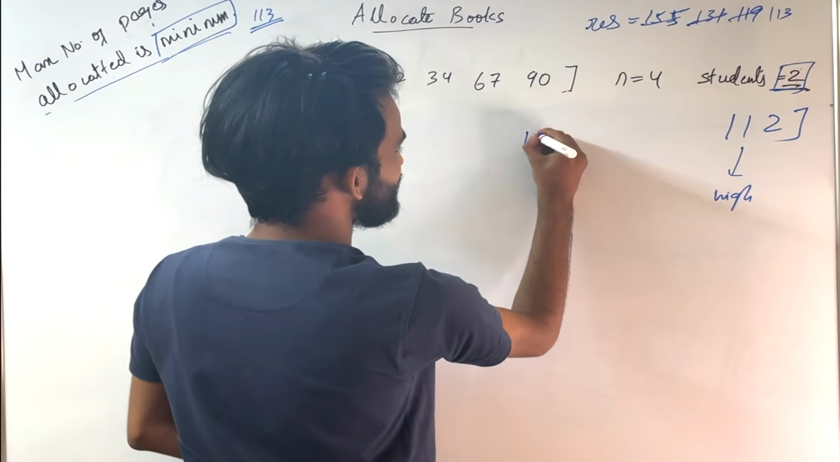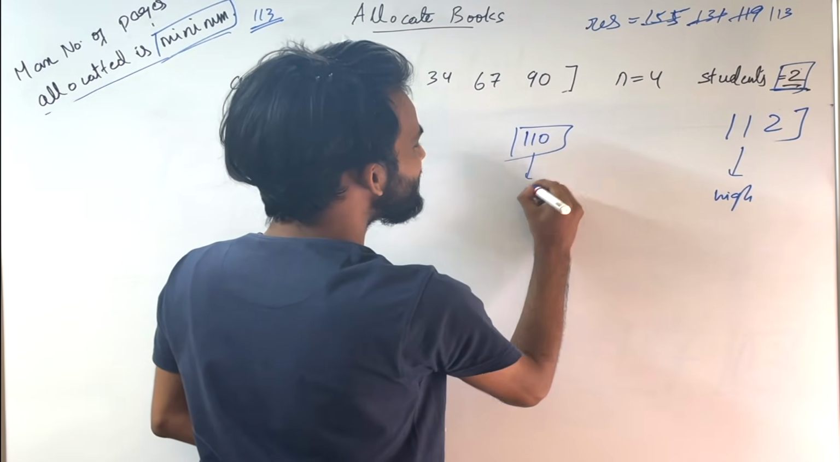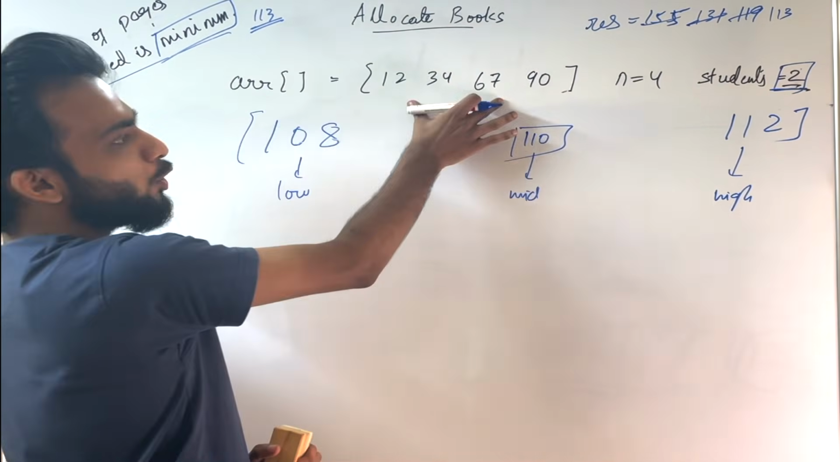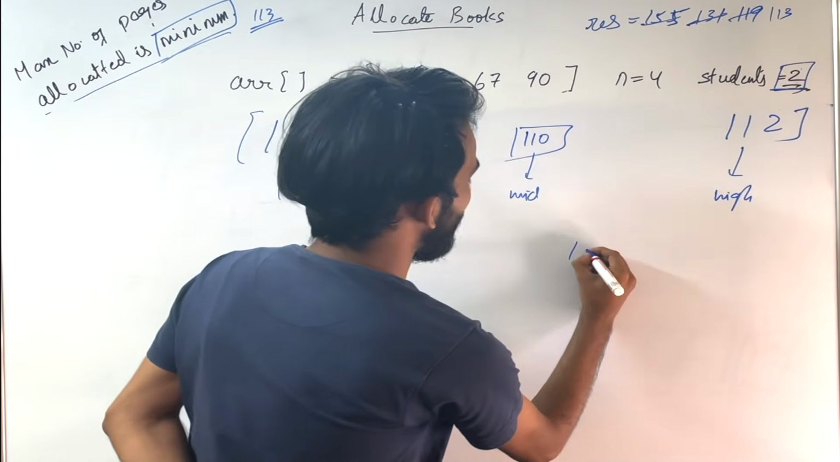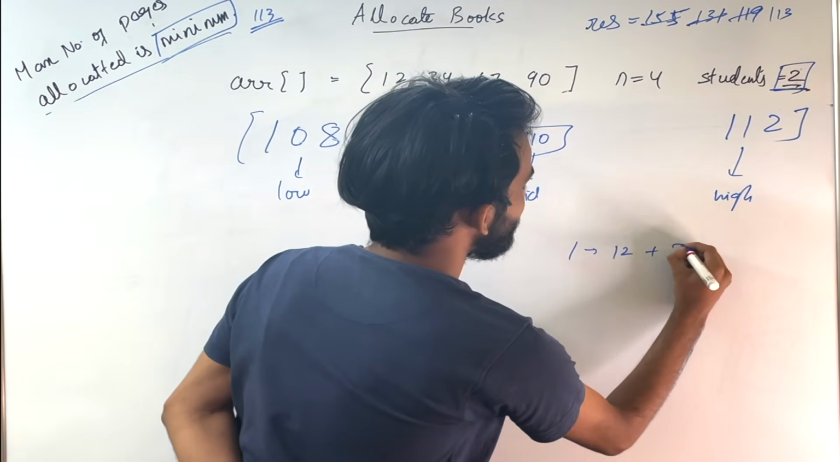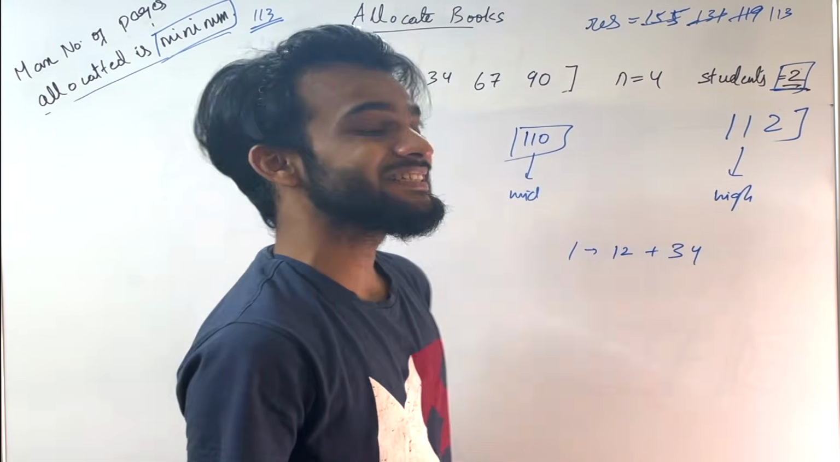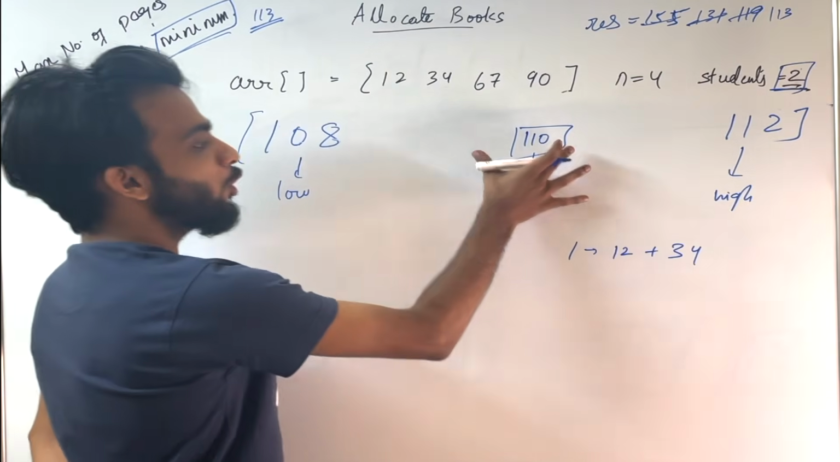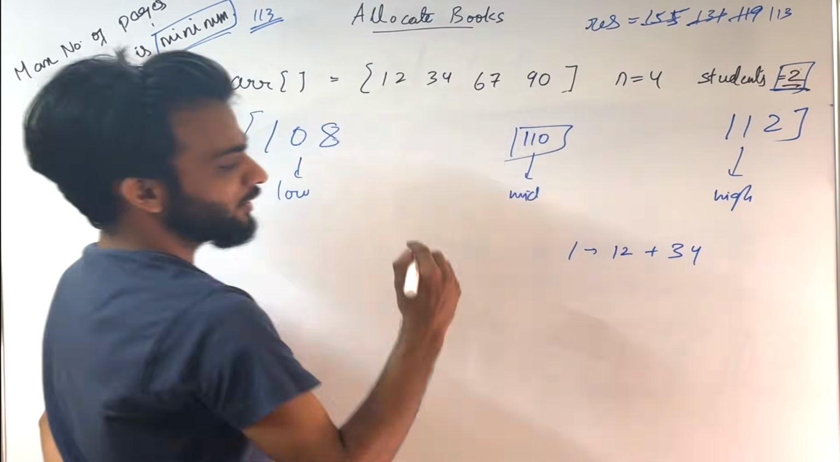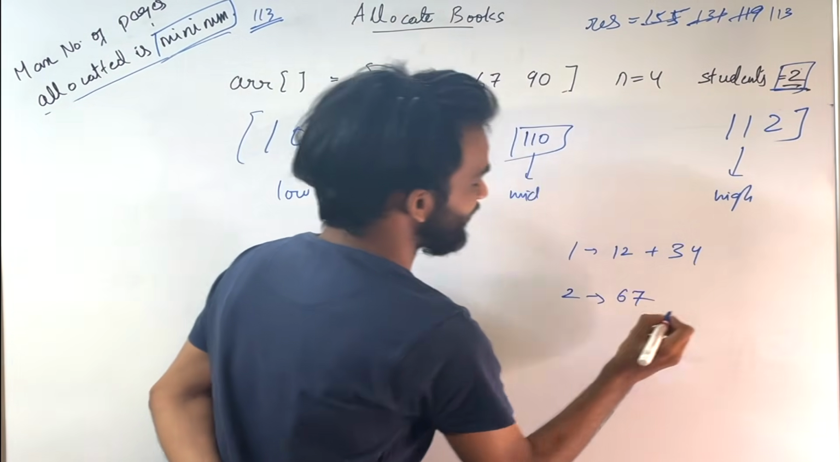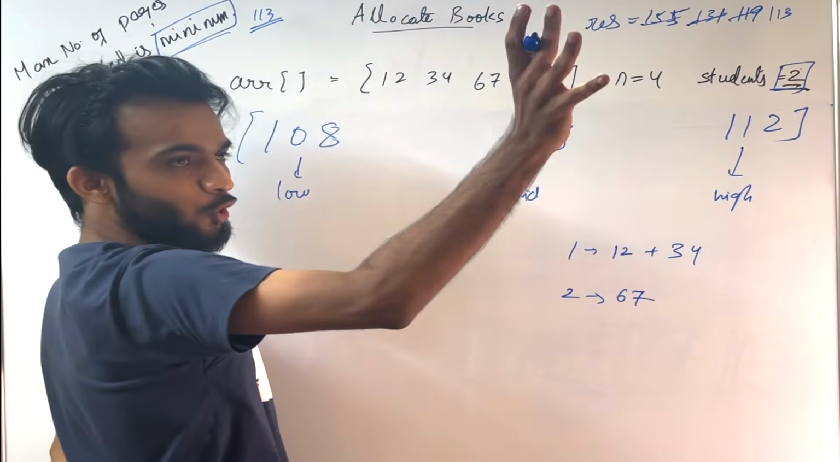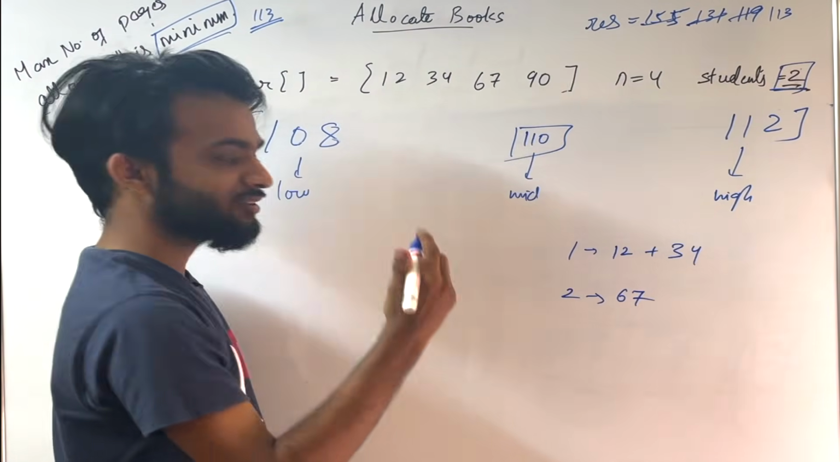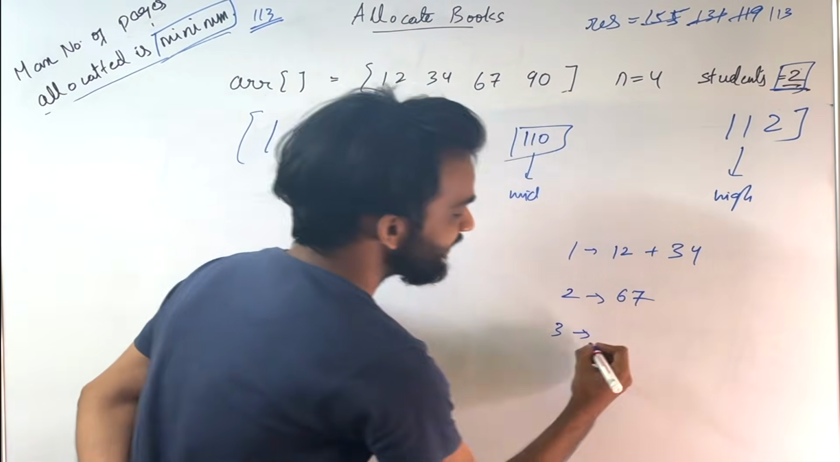What will be the middle of this? 110. So let's try to keep this as a barrier and try to allocate books. Student 1 will take 12, 34, but it cannot take 67 because adding 67 will cross the barrier of 110. So student 2 will take 67, but can it take 90? No, because the barrier will be crossed. Hence, student 3 will take the 90.